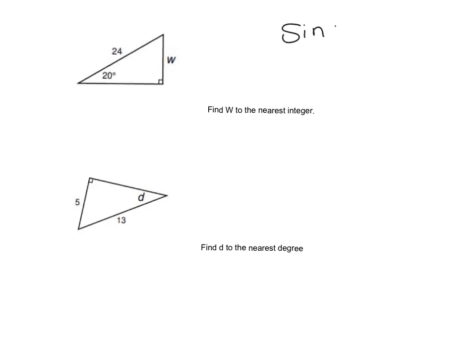sine theta, which is, theta is always an angle, and that's equal to opposite over hypotenuse. Remember, the hypotenuse is across from the right angle. The opposite refers to the opposite from the angle. So for this particular problem, if I'm going to find W, W is my opposite side and 24 is my hypotenuse. The adjacent side is this side here.